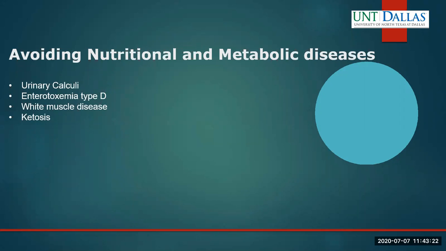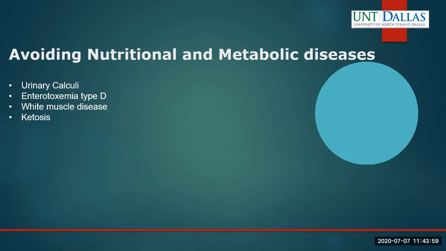Another disease is enterotoxemia type D, or we can name it the overeating disease, which is one of the most common nutritional problems occurring with animals on high quality diets. It's caused by Clostridium perfringens type D and results in rapid death in many animals. Symptoms associated with this disease are depression, abdominal pain, or grinding teeth. There is an inexpensive vaccination program for this disease.